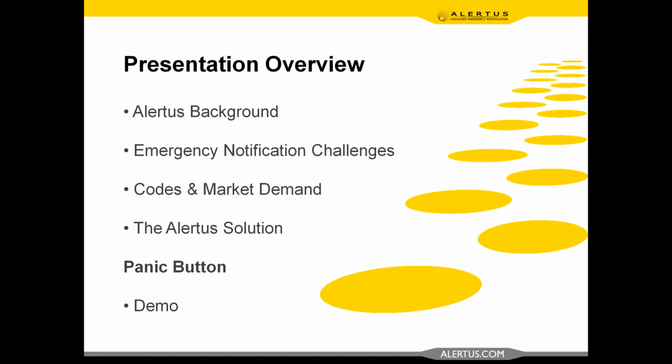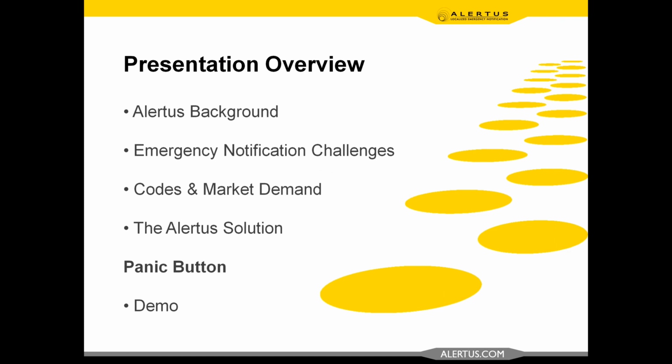We'll touch on the Alertus solution, the ability to use the Alertus solution to notify people by different modes, different tiers within, as the codes generally refer to, and get that message out as quickly and efficiently as possible. Then we'll touch base on some of the panic button capabilities, and then jump into the demo where I can start to show you a lot of the new functionality that I mentioned at the beginning of this intro.